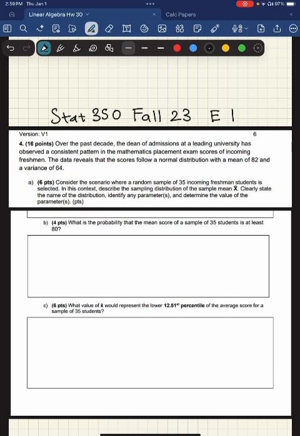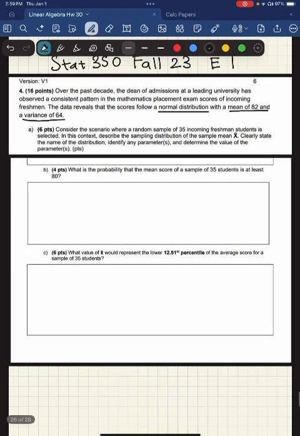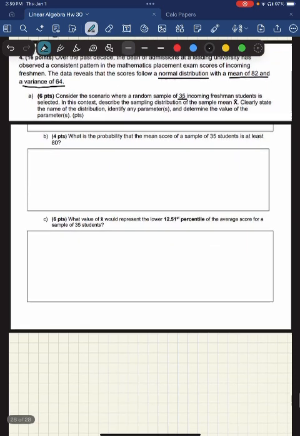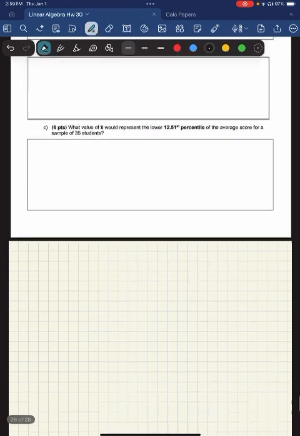Okay, so over the past decade, the dean at a leading university has observed a pattern in the mathematics placement exam of incoming freshmen. He says that there's a normal distribution, so that's important, with a mean of 82 and a variance of 64. Consider a scenario where a random sample of 35 incoming freshman students is selected. So n is 35. In this context, describe the sampling distribution of the sample mean.